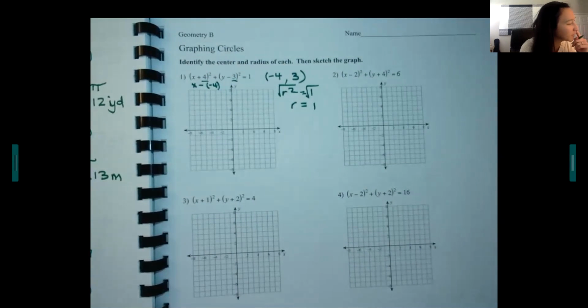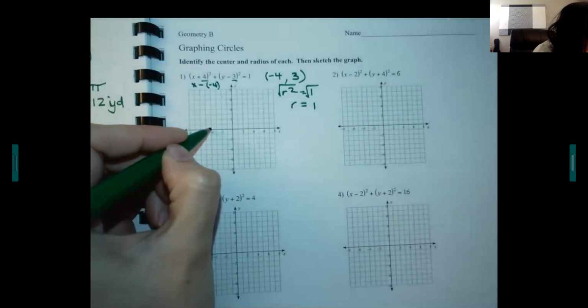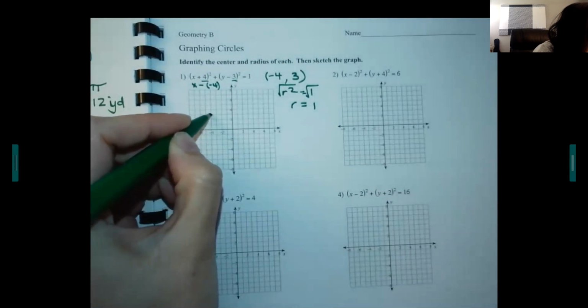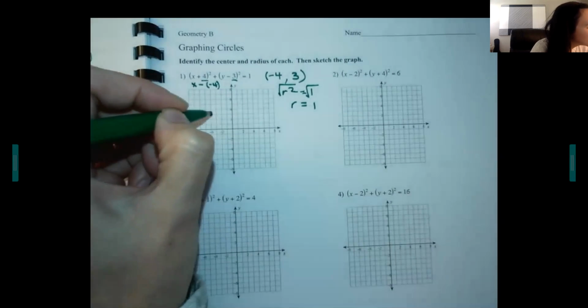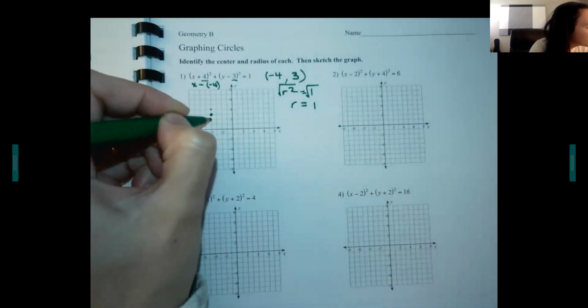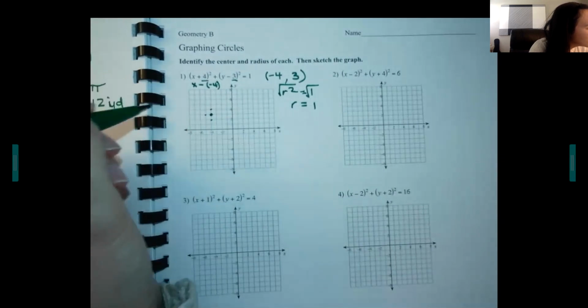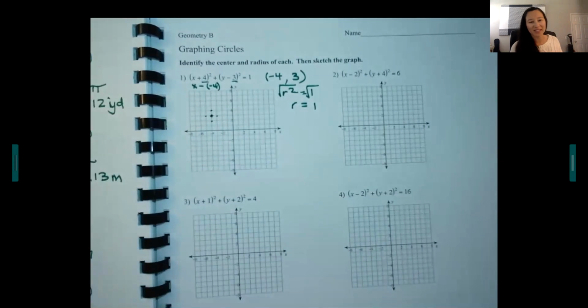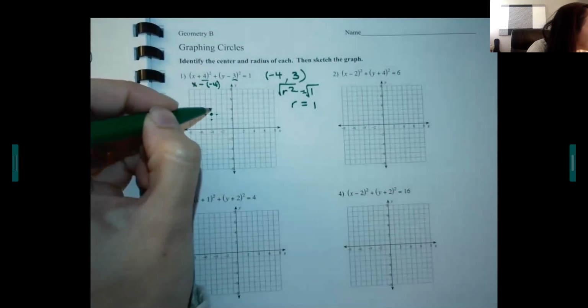And then we would graph it. So we go to -4, +3, and then our radius is just 1. So we're going to go up 1, down 1 from the center, left 1 from the center, and right 1 from the center. And then we're going to make a circle out of these points.